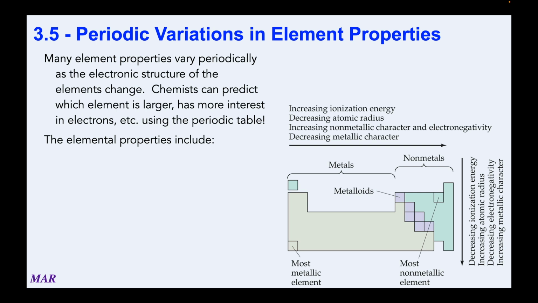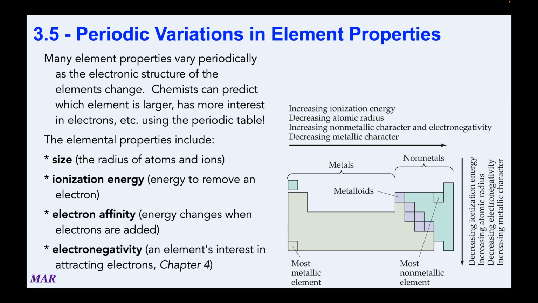They're a little cheesy, but they do sometimes help when asked random questions at different times. And the 4 we're going to look at in this particular section, more than anything, are the sizes of atoms, both the atoms and the ions, the ionization energy, how much energy it takes to remove an electron, the electron affinity, which is actually an energy change when electrons are added, and we'll also briefly talk about what's called electronegativity, which is how interested elements are in attracting electrons.